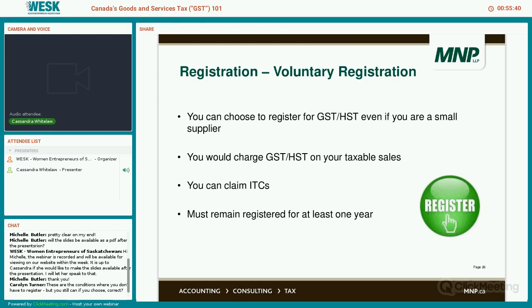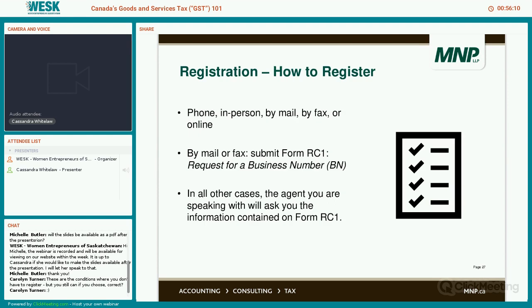And so then if you are a small supplier, you can choose to register voluntarily if you'd like. The primary advantage to doing this is that it allows you to claim back any GST that you've paid as an input tax credit, providing it meets the requirements. So if you do register voluntarily, you have to charge GST or HST, depending. But the advantage is that you can claim input tax credits. If you do register voluntarily, you have to remain registered for at least 1 year before you can cancel your registration.